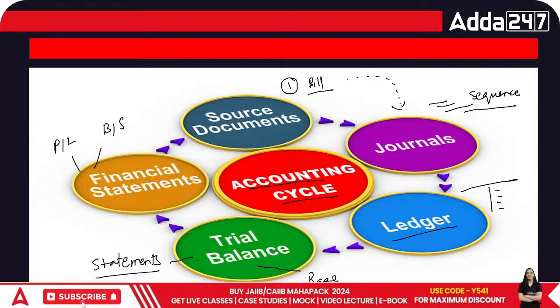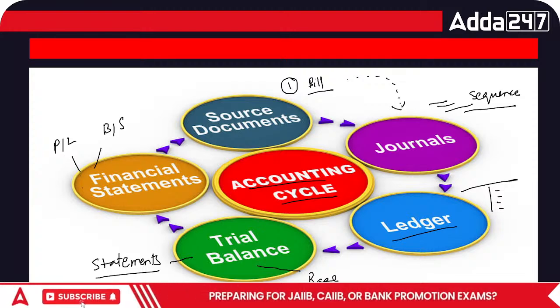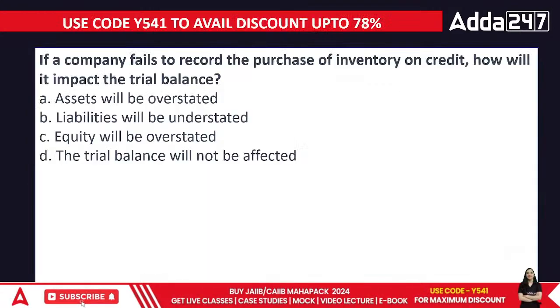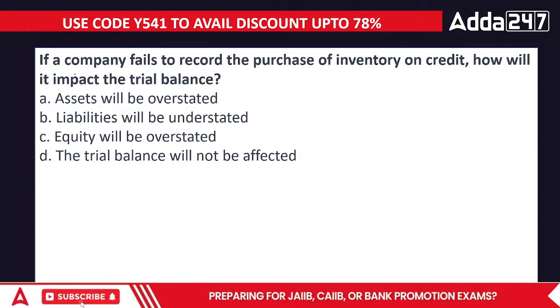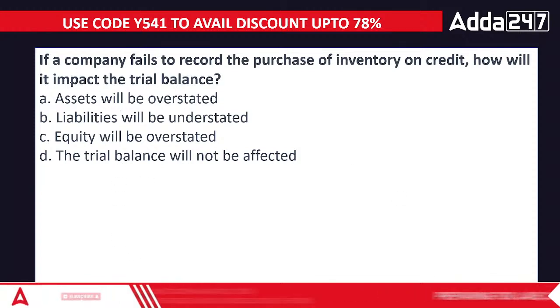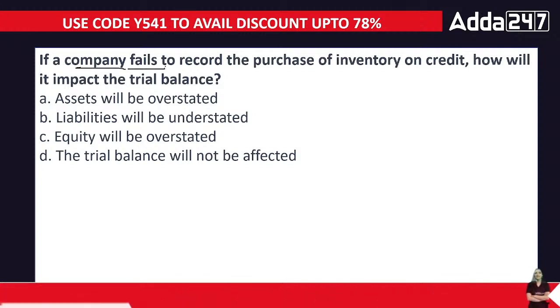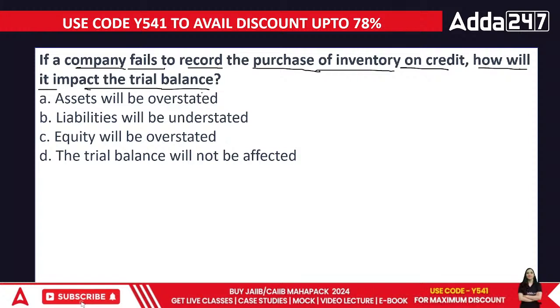The trial balance is the base for your preparation of financial statements, which are to be shown to the users of accounting. Okay, so that's the next point. Now comes the question. Everyone, we have talked about the trial balance, and now I'm going to talk about a few errors that happen. If a company fails to record the purchase of inventory on credit, how will it impact the trial balance?